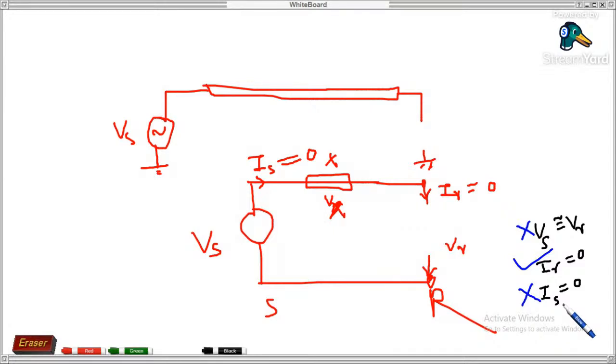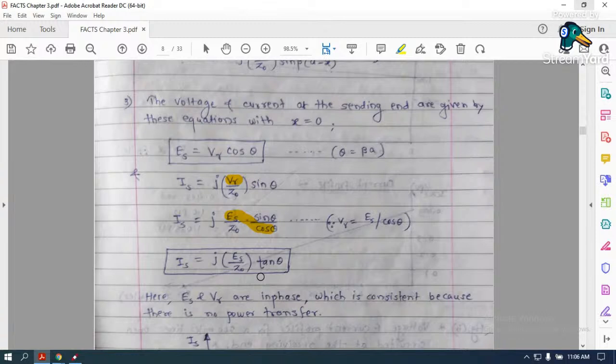You said Is was equal to 0. No, Is is 0? No, if it is 0 then... Is is equal to Es upon Z0 into tan theta. That much current will flow. But remember that this is an imaginary component. I will tell you what is imaginary as well.